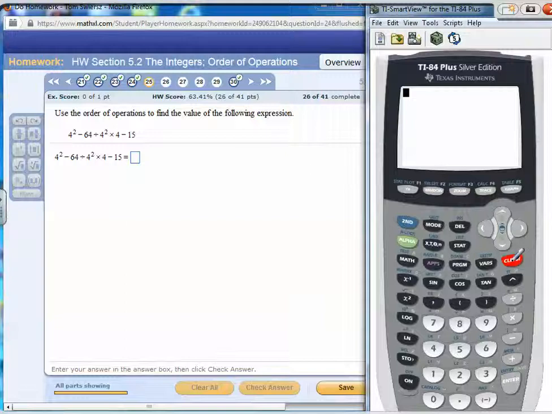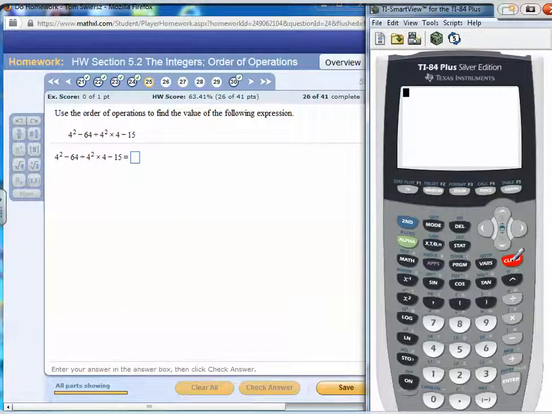Now remember, please excuse my dear Aunt Sally. It stands for parentheses first, then all the exponents, then multiplications and divisions from left to right, then additions and subtractions. Okay, so we can do this.